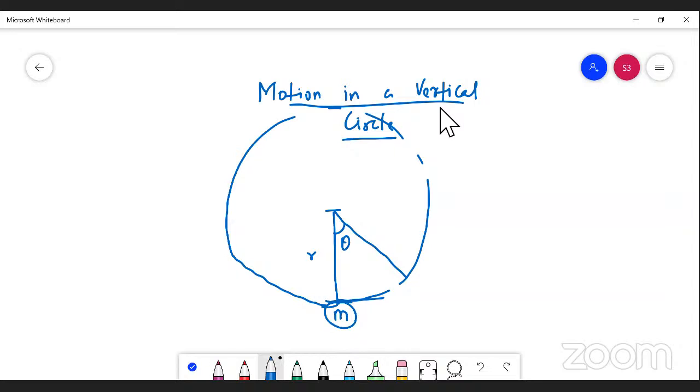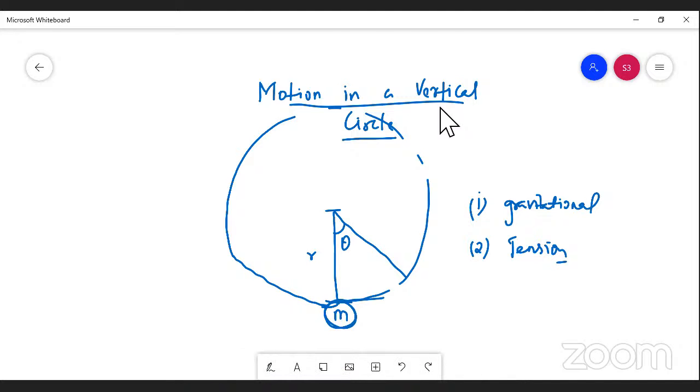Simply, I want to take the FBD, the free body diagram, to show what forces act on the object, the mass m. This is a bob. The main two forces we are considering here are one, the gravitational force, and second, the tension. These two forces act on the object. First of all, I want to identify the forces in the free body diagram.